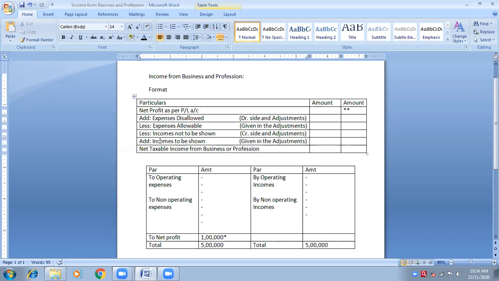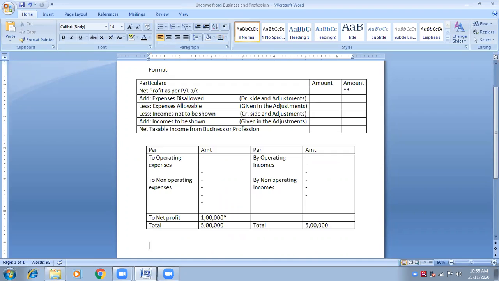Now suppose sales. I already told you sales are rupees 1 lakh, suppose. Out of 1 lakh only 80,000 is shown here. 20,000 we forgot. It will be given in the adjustment. Why will they give it? Otherwise, why would we have added here? If it was given in the P&L, why would we have added? We are adding incomes because we forgot to show them in the P&L account. So obviously it will be given in the adjustments.